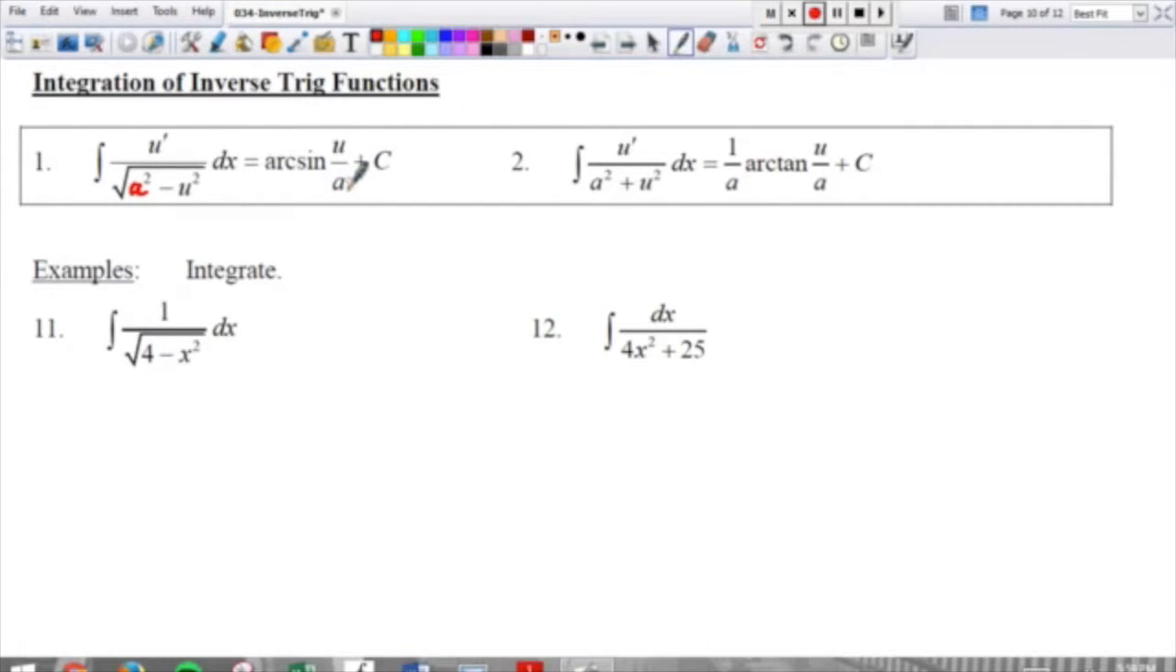A squared there. A there. A squared there. And now this is why arctan's not so nice. But 1 over A here, U over A here. See all those A's? See where those A's line up?